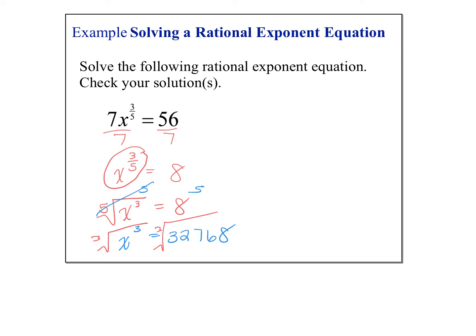If you don't know how to do that in your calculator, you are going to hit the math button, and then you're going to arrow down to option 4, which is the cube root button, and then we can go ahead and cube root that number, and we get that x is equal to 32.